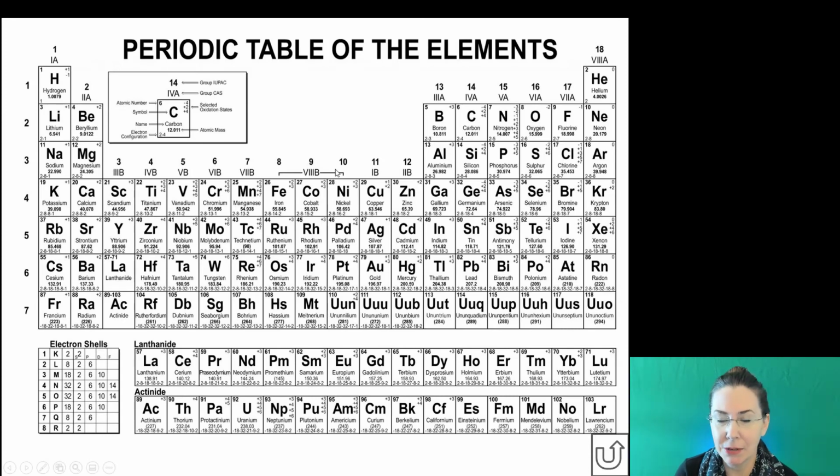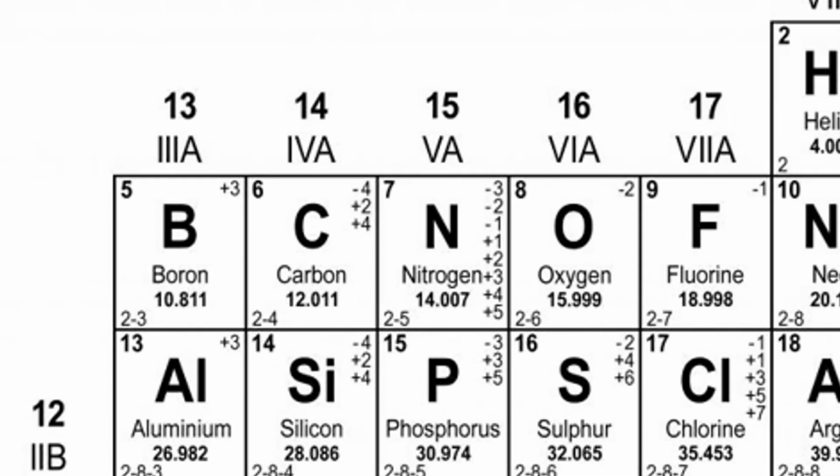So on this periodic table, let's take a look at a few sample elements, and I want you to tell me what the electron configurations are. So what would the electron configuration for nitrogen be? If you said 2-5, you would be absolutely correct. The first orbital has 2, the second orbital has 5.